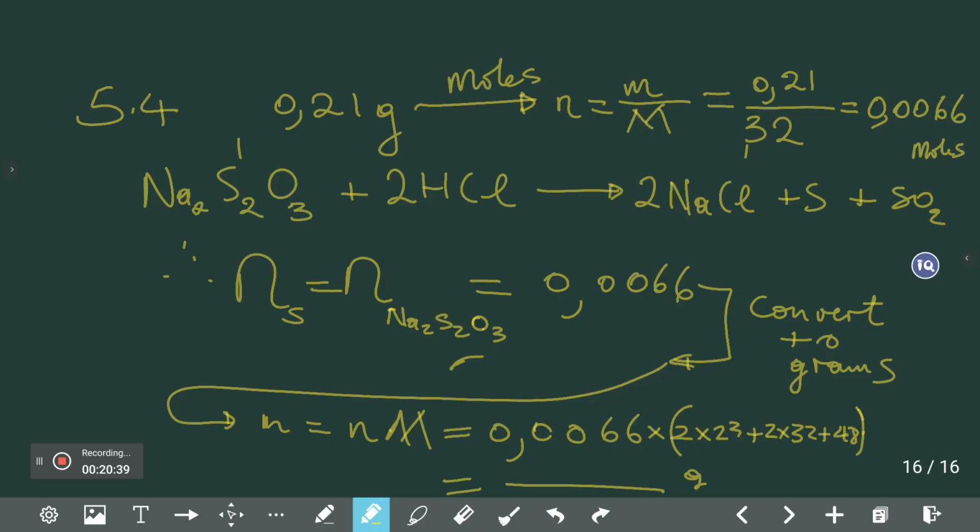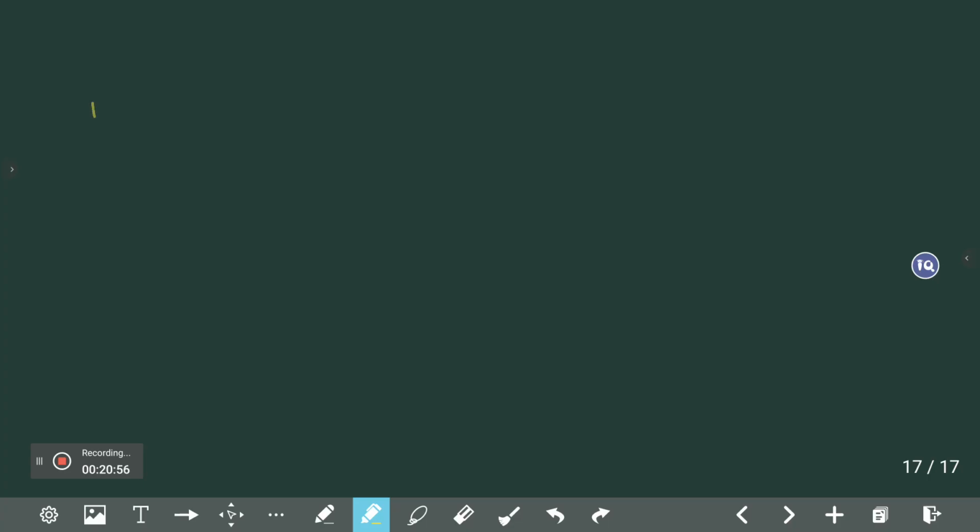Now the rate in grams per second is going to be 1,04 divided by the time in seconds, divided by 20,4. Whatever you get here is the rate in grams per second. It is 0,05 grams per second.